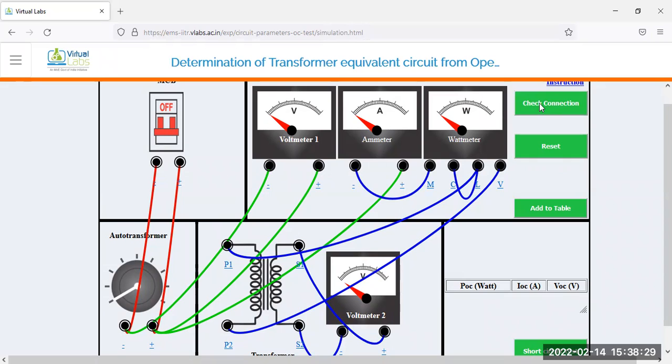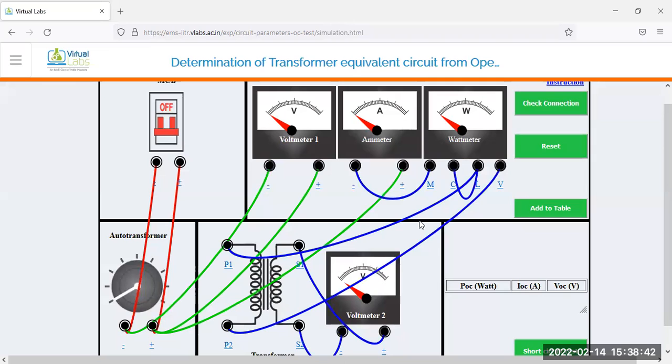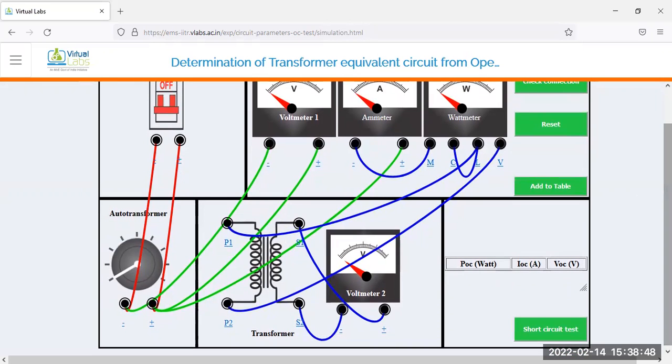Click on check connection. If your connection is correct, it will be shown on the screen. Okay, so I think it is correct. Please complete your connection. Something we are missing here. So just verify these things. Here we are missing something.